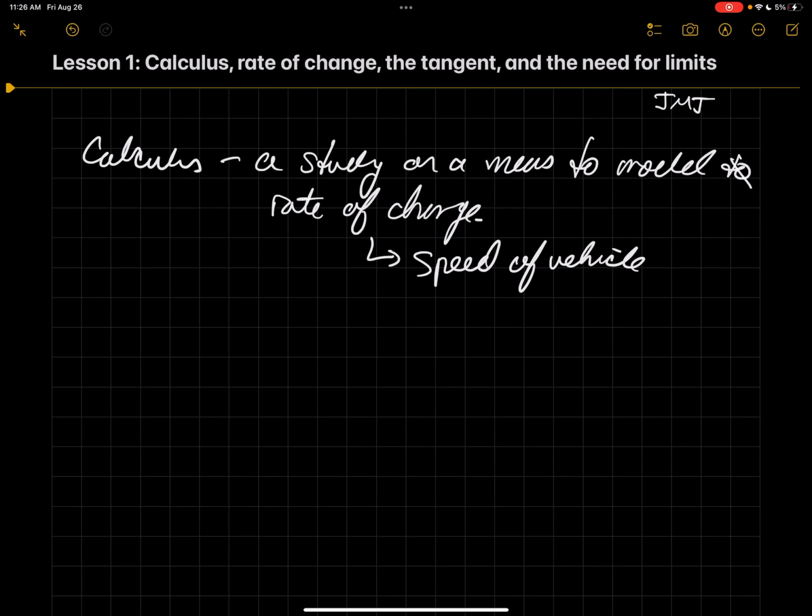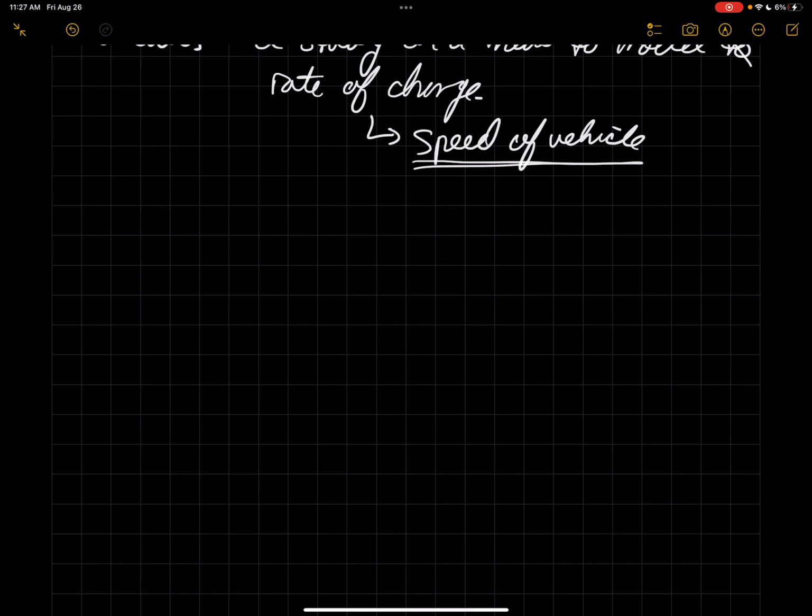This is essential because it helps us to determine the tangent, and the tangent is what we use to determine the rate of change. Okay, so that's the connection among these four different words: calculus, rate of change, tangent, and the need for limits. Like I said, in order for us to really understand rate of change, what we're first going to focus on is the speed of a vehicle.